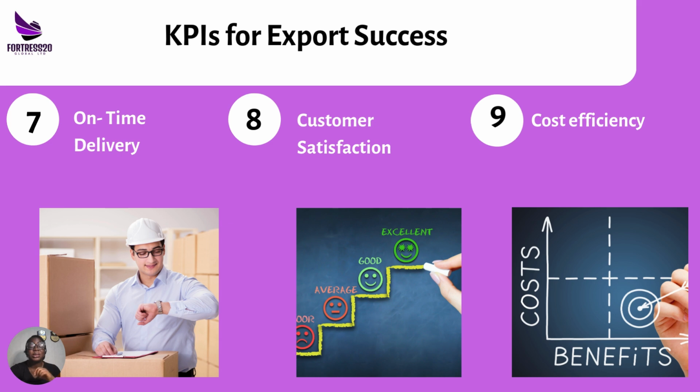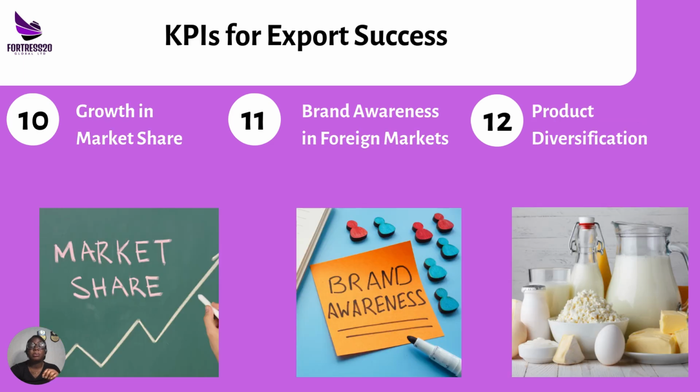KPI 7 is on time delivery. The percentage of shipments delivered on or before the agreed date should be monitored, reflecting logistical efficiency and customer satisfaction. KPI 8 is customer satisfaction in the international market. The feedback and satisfaction levels from foreign buyers should be measured through surveys or repeat orders. KPI 9 is cost efficiency. The costs associated with logistics, warehousing, compliance, and tariffs should be tracked to ensure competitiveness without cutting profit margins.